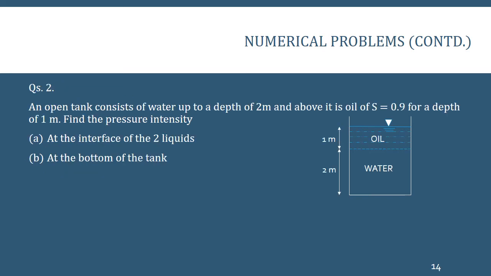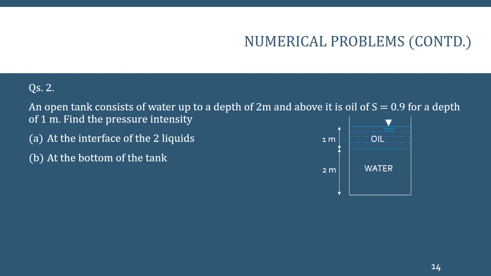Now an open tank consists of water up to a depth of 2 meters and above it is oil of S equal to 0.9 for a depth of 1 meter. The figure has been given to you. Find the pressure intensity at A, at the interface between the two liquids, and B, at the bottom of the tank. So you have to find out the pressure at this point and the pressure at this point.